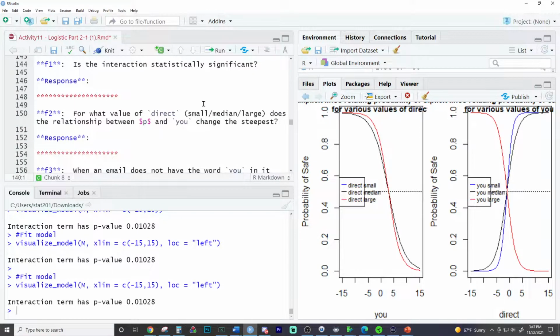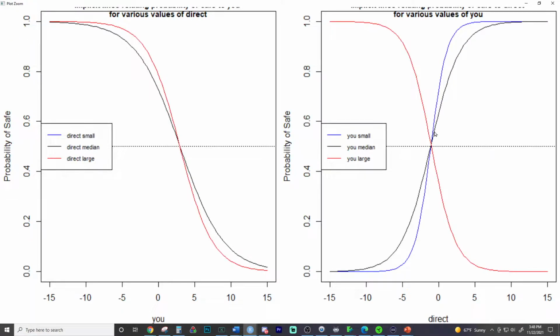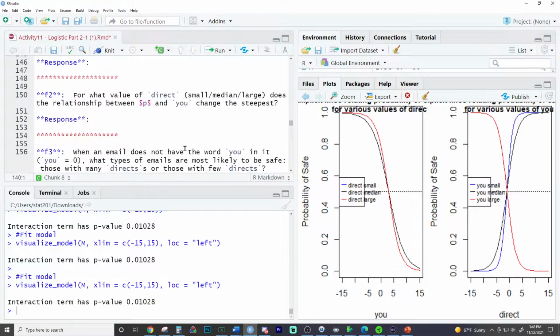For what values of direct, small, medium, or large, does the relationship between the probability and u change the steepest? When it goes from medium to large, definitely there it is right there. And what is it the steepest right on? The steepest relationship looks to be small, and that's the most extreme relationship right there. But it's also in competition maybe with large. But no, small, yeah, it does. Small is the steepest. That's the most extreme relationship we see right there.